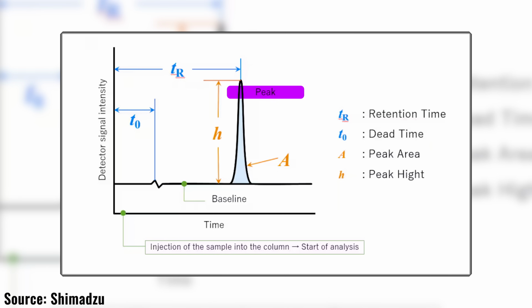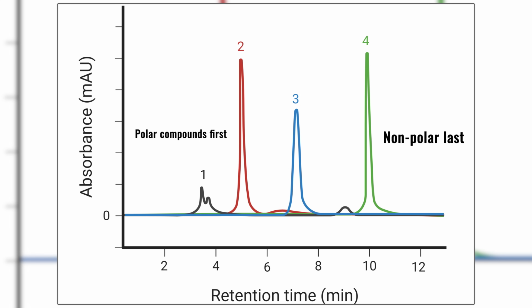Now, there are peak areas and peak heights. The height or area of a peak is proportional to the quantity of that component in the mixture. A large peak means more of that substance was detected. Peak area is more commonly used for quantitative analysis because it's more accurate than peak height, especially for peaks that are not perfectly symmetrical. Now, the baseline, this is that flat line you see when no components are eluting. It represents the background signal of a detector. A stable baseline is important for accurately identifying and quantifying the peaks. And here's an example chromatogram with the polar compounds coming out first and the nonpolar compounds coming out last. You can see the retention time on the bottom and the absorbance on the y-axis.